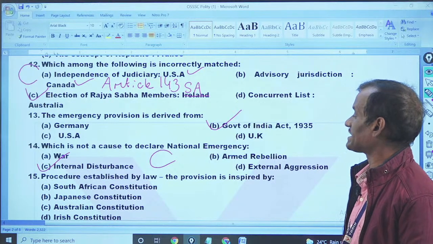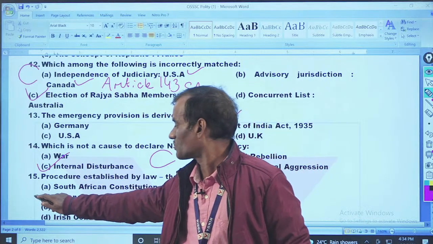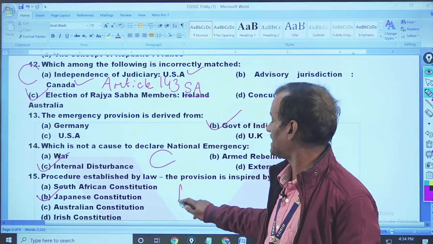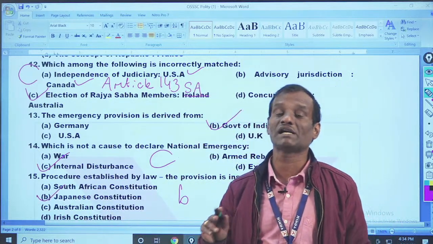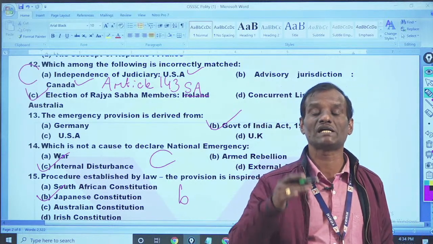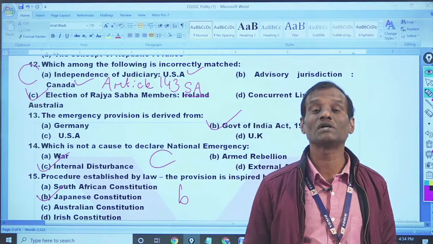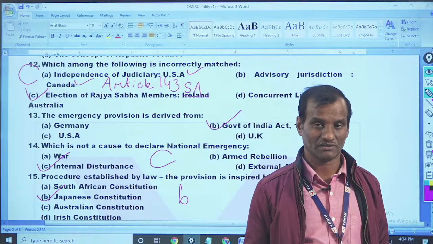Procedure established by law. The provision is inspired by the Japanese Constitution, not the South African Constitution. Procedure established by law means that everything is decided on the basis of existing law. When a court decides a matter, it cannot change the existing law. According to the law, it will decide the case.